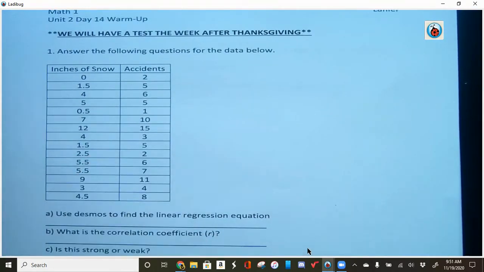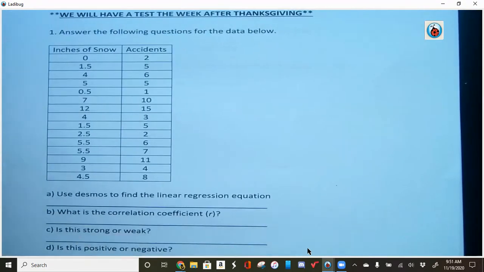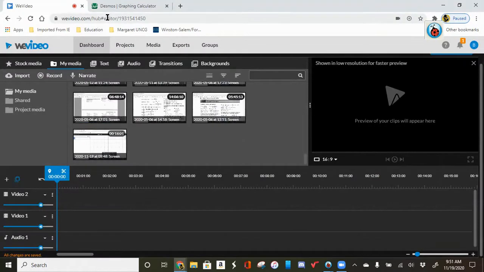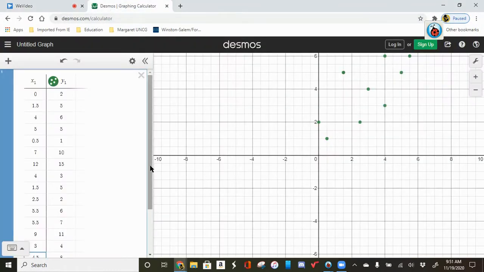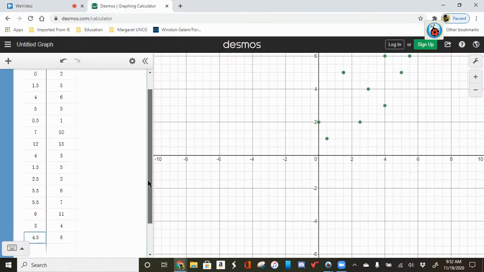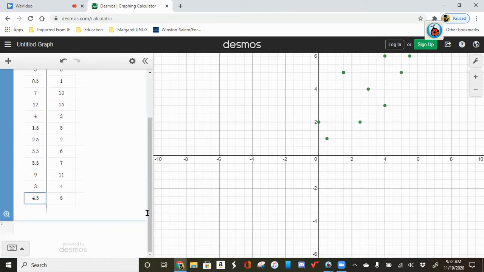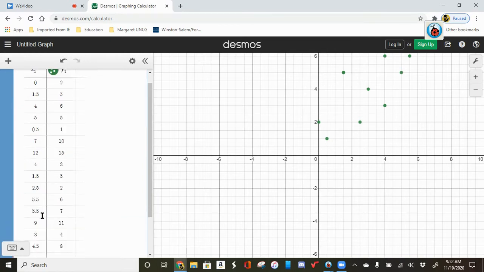Okay, I'm going to enter that into Desmos. So let me switch over to Desmos real quick. And I've already entered it to save us some time. So there it is. What I have not done, though, is I have not found the linear regression, the correlation coefficient. I haven't answered this question, strong or weak, or positive, negative, or any of those questions. Okay, so I'm going to go ahead and click the Zoom Fit button.